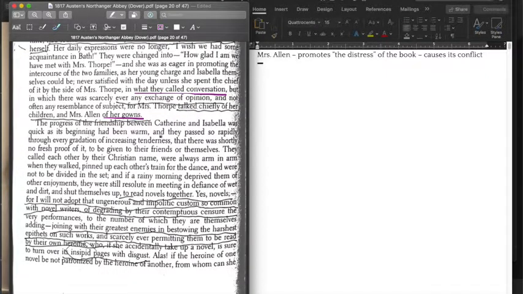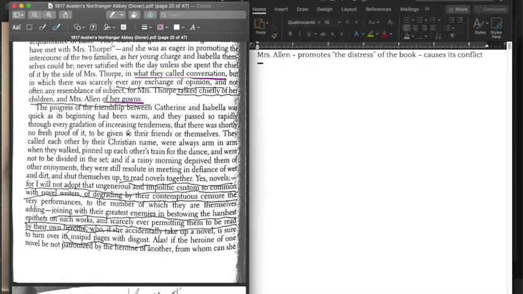"The progress of the friendship between Catherine and Isabella was quick, as its beginning had been warm, and they passed so rapidly through every gradation of increasing tenderness that there was shortly no fresh proof of it to be given to their friends or themselves. They called each other by their Christian name," that means their first name. You know, back then, you would call each other Miss Thorpe or Miss Moreland, but if you call someone by their first name, that means you're very good friends.